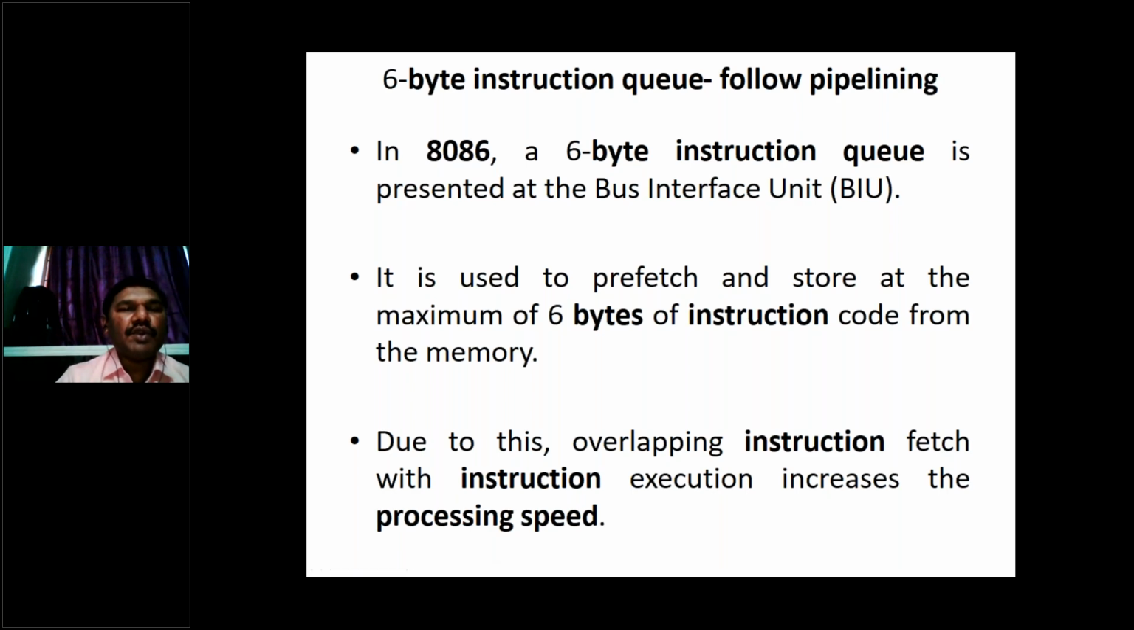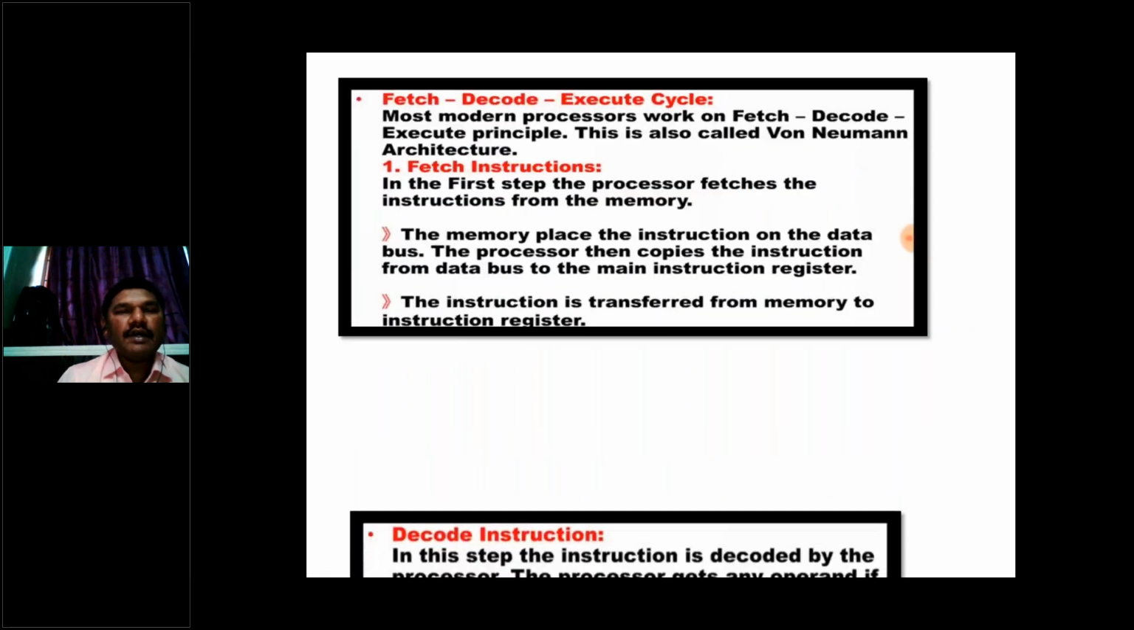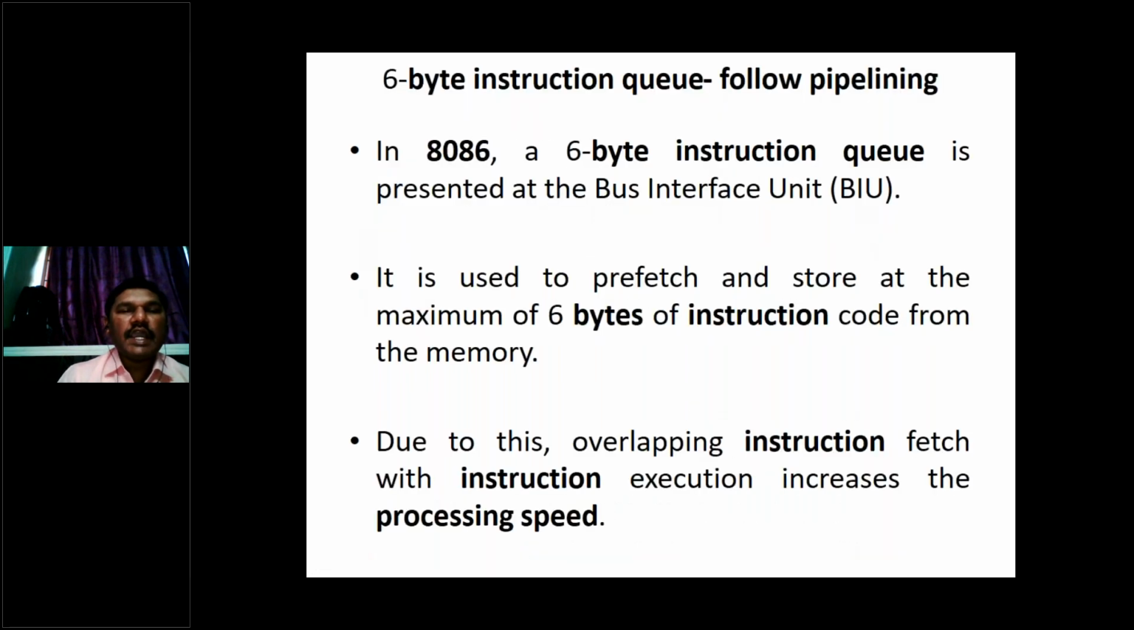So this instruction byte queue follows pipelining, right? That is fetching, decoding, and execution. It means in 8086, the instruction size ranges from 1 byte to 6 bytes. Within that range, any instruction may follow: arithmetic instructions, logical instructions, data moving instructions, processor control instructions, flag control instructions. Different types of instructions are there, and their size is between 1 byte and 6 bytes.